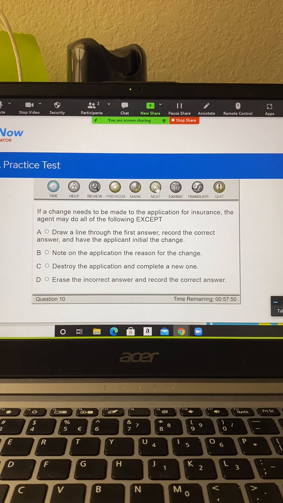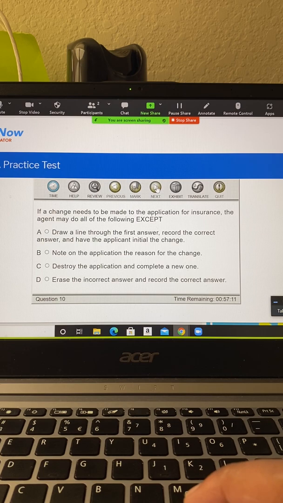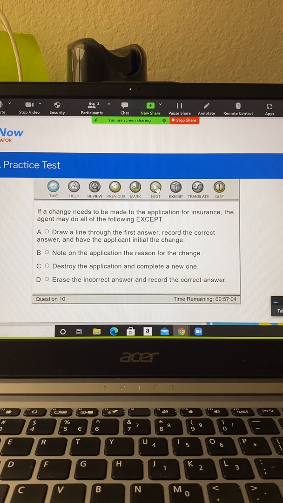All right. If a change needs to be made to the application for insurance, the agent may do all of the following except... I think the answer is D, because you're writing in ink. You can't erase anything. Erase the incorrect answer and record the correct one, because it says except. Obviously, if the answer is wrong, you can't just delete it and start over.